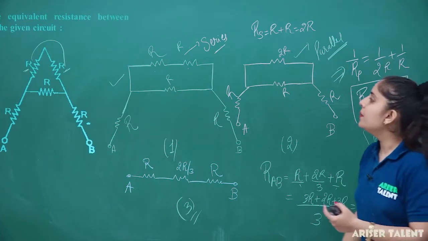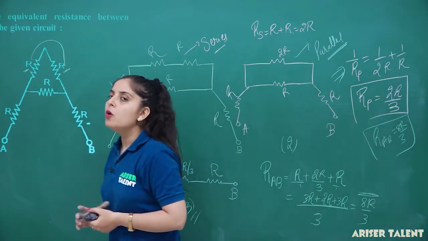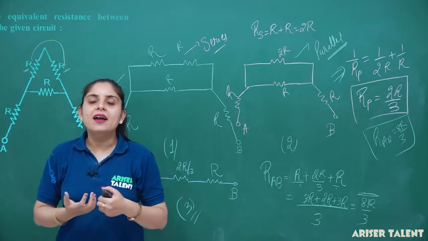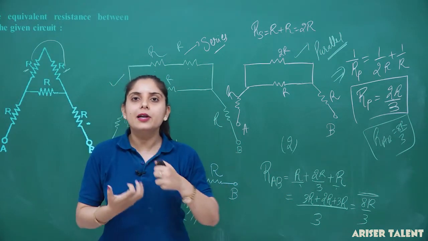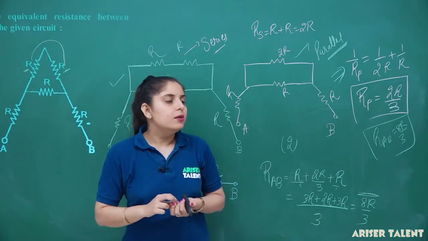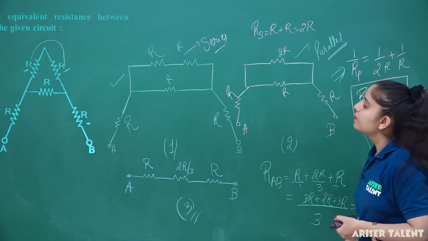So you can copy this solution from here. For simplifying such circuits, you have to draw the circuits again and again, because these complex circuits can be analyzed only by redrawing the circuits again. Now let's move to the next question in this sequence we have.